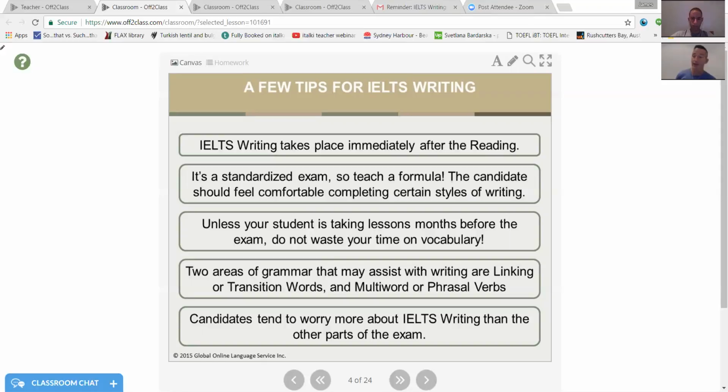Most of you know this already, perhaps, that students worry, or they tend to worry, or it's my perception, that they are more anxious about the writing section than any other part. I don't have the answer as to why this is so.